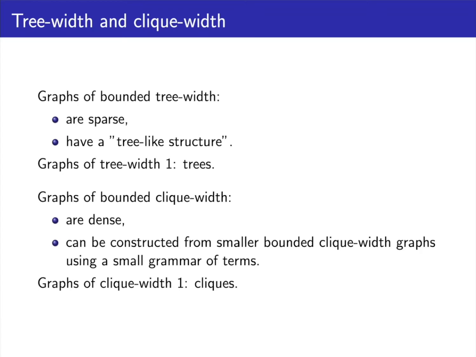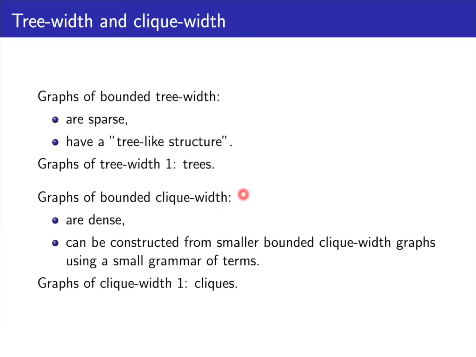So when it comes to tree width and clique width, graphs of bounded tree width are always sparse, and basically the idea is that they have a tree-like structure. You can imagine that your graph is somewhat like a thick tree, where you can decompose it into a tree such that every tree node contains some bounded size subgraph of your particular graph. In particular, graphs of tree width 1 are exactly just trees.